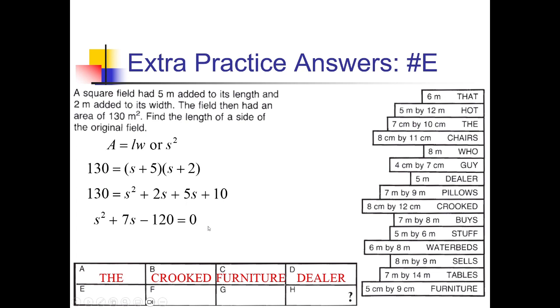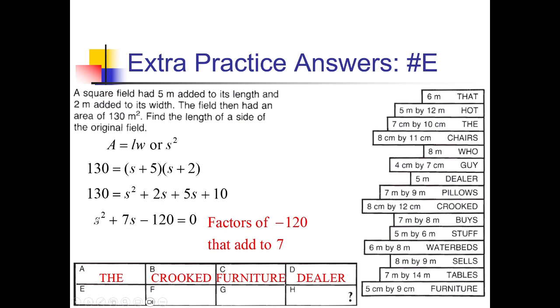Now I'm looking for factors of negative 120 that add up to 7. 1 and 120 doesn't work. 2 and 60, no. 3 and 40, 4 and 30, none of these are working. 5 and 24, closer but still not working. 6 and 20. That would get me 14, still not what I need. All right, what else can I do? Let's see, does 7 go into that? I don't think it does. 8, I think 8 goes into this 15 times. So if I have negative 8 and positive 15, I can get positive 7.